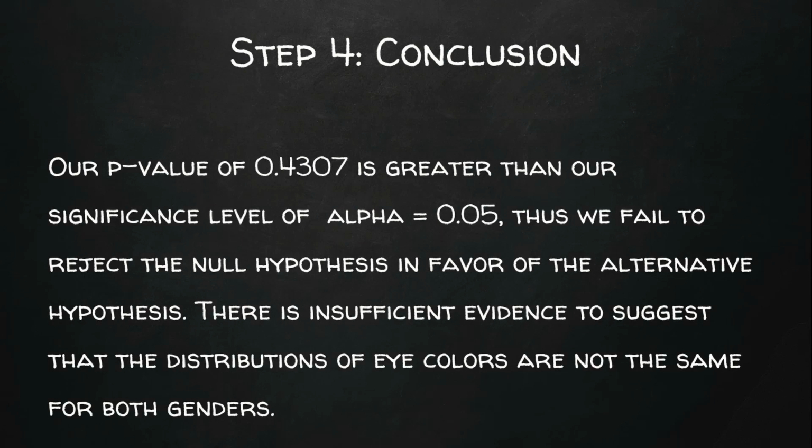On to our final step. Our p-value of 0.4307 is greater than our significance level of alpha equals 0.05. Thus, we fail to reject the null hypothesis in favor of the alternative hypothesis. There is insufficient evidence to suggest that the distribution of eye colors is not the same for both genders.